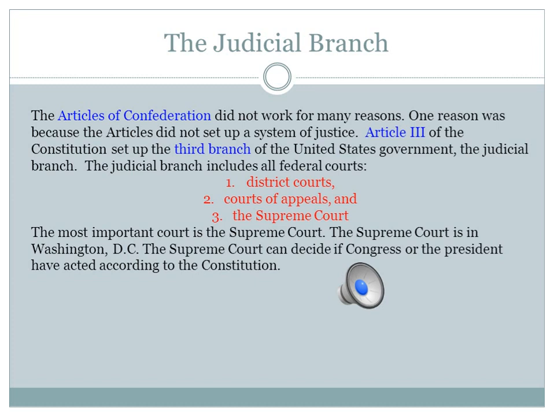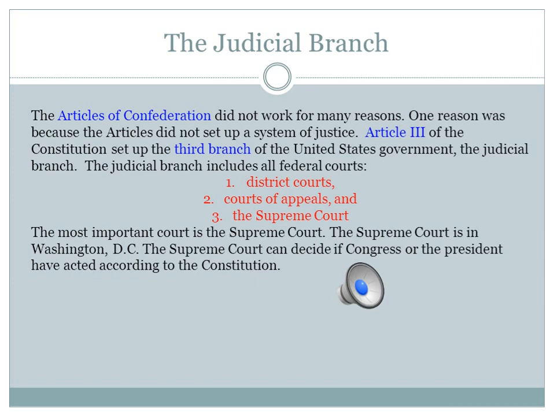And a Constitution, if you look at the root of the word constitute, it means what something is made up of. So in their description of what the government was to be made up of, they were beginning to develop the ideas of that. So the Articles of Confederation was more like a skeletal structure, a rough outline of government. And so they realized that we did need a system of justice. So Article 3 of the Constitution set up the third branch of the United States government, and that was the judicial branch.